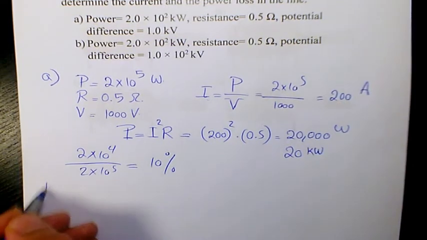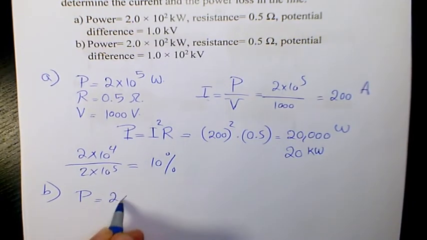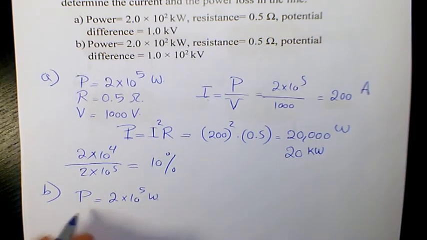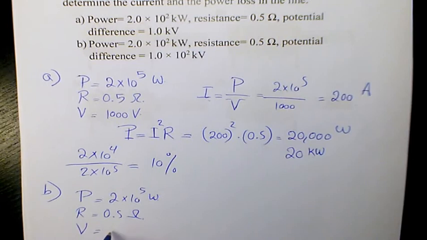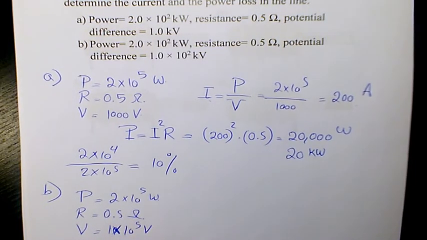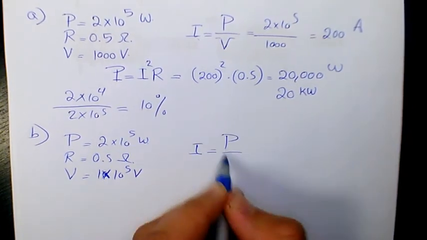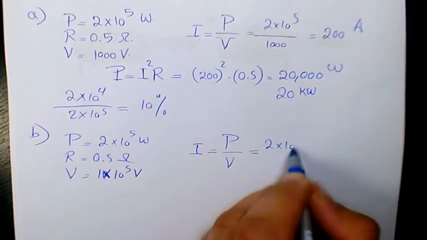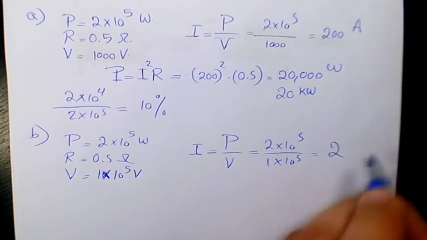Now in part B, power is 2 times 10 to the power of 2 kilowatt, which is the same thing. 2 times 10 to the power of 5 watts. Resistance is 0.5 ohm. Potential difference is 100 kilovolts, or 1 times 10 to the power of 5 volt. We need to find current first. Current is going to be P divided by V. 2 times 10 to the power of 5 divided by 1 times 10 to the power of 5. 2 divided by 1 is going to be 2 amp.